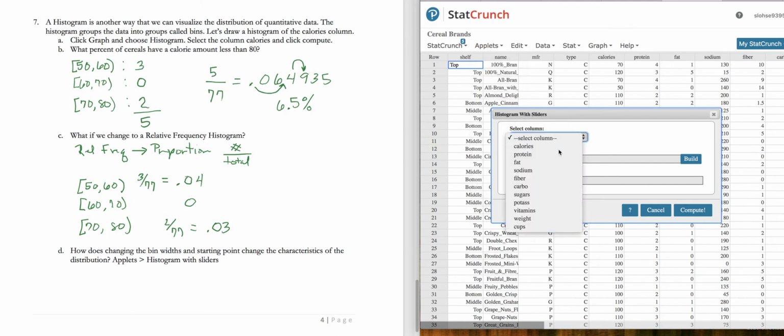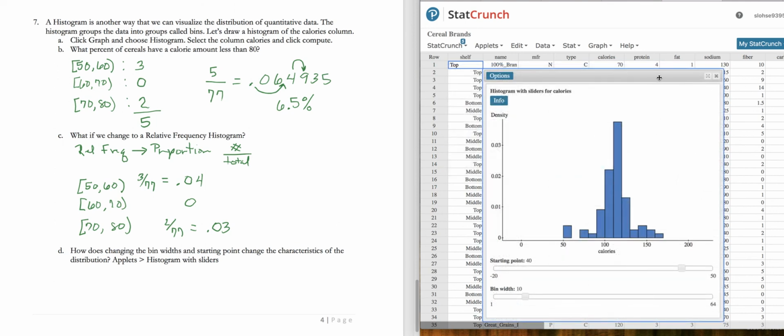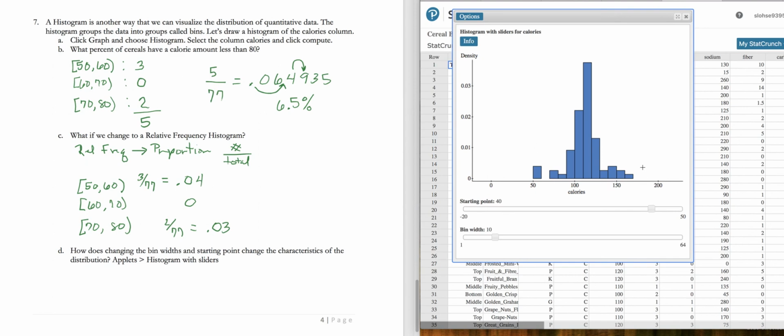I'm still going to use the calorie data. I'm not going to worry about these other things and click compute. So notice what we start off with is exactly the same histogram that StatCrunch made for us a while ago. If I change the starting point, I can kind of move that graph a little bit left and right. That doesn't make a very big difference, but changing my bin width here, that is going to make a difference. So the bin width is the width of each one of these bars, the interval of data that is included.